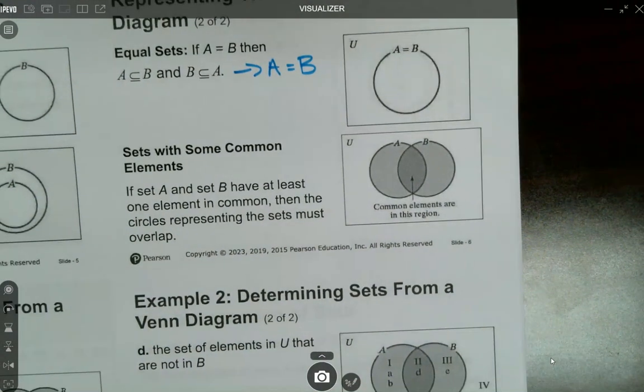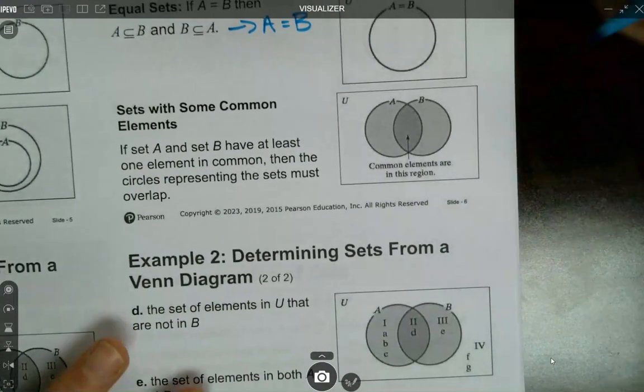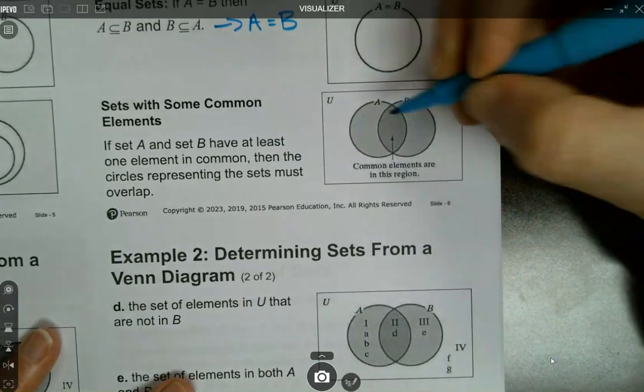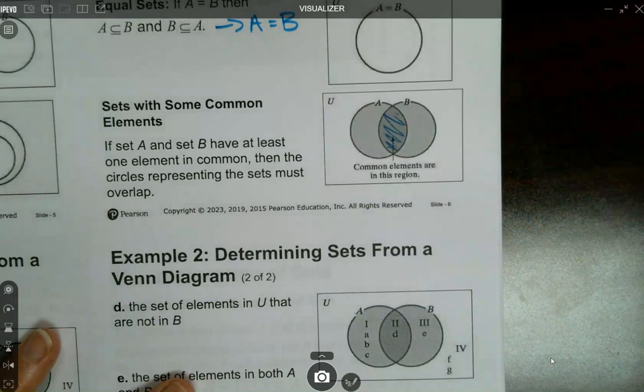Sets with common elements. So you remember back in elementary school, you have the two overlapping circles, and whatever is inside here is what is in common.